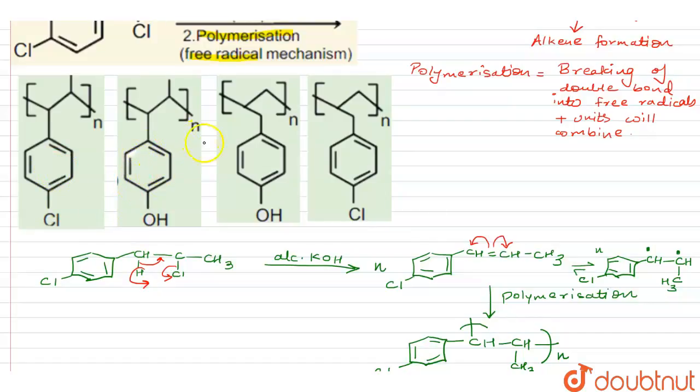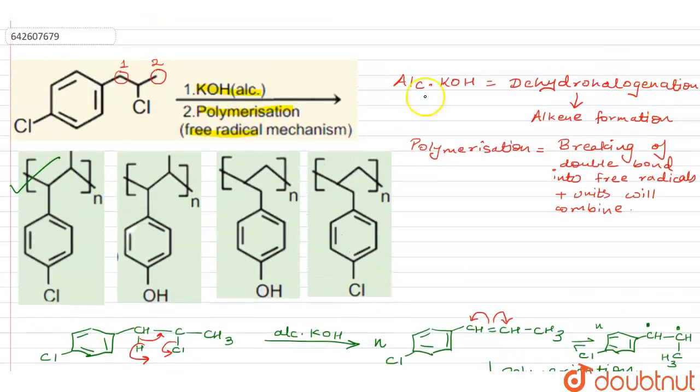So we mark option number, oh, I'm sorry. That was by mistake. So we mark option number 1 as the product or as the answer to our question. I hope you understood the explanation.